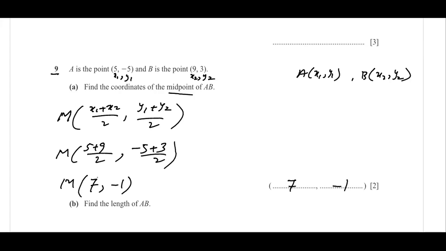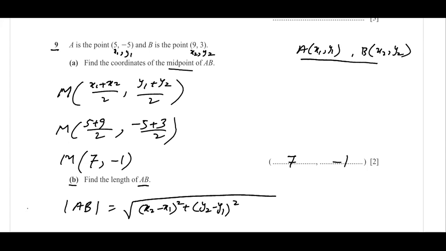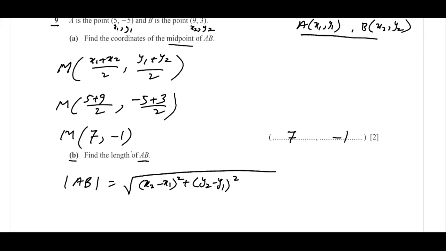Part B is find the length of AB. If you have the two points A and B, how do we find the length of AB? We use the distance formula. The length of AB is given by this formula: the square root of x2 minus x1 squared plus y2 minus y1 squared. So just put in the values of x1, x2, y1 and y2.